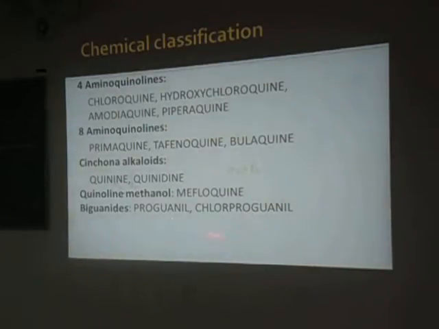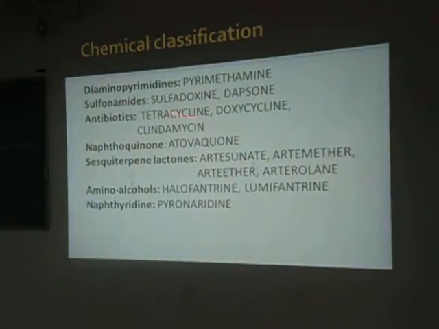Then we have biguanides, proguanil and chlorproguanil. They are involved in enhancement of the drugs used along with them. Then diaminopyrimidines, we have pyrimethamine, and sulfonamides like sulfadoxine and sulfadoxine-dapsone. These are the drugs which are used in combination with pyrimethamine; we should actually have kept them together. So sulfonamides plus pyrimethamine. Why do we use them together? Sequential blockade of the folic acid synthesis, then the tetrahydrofolate, sequential blockade will be there.